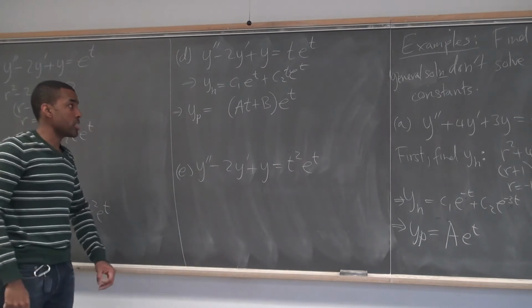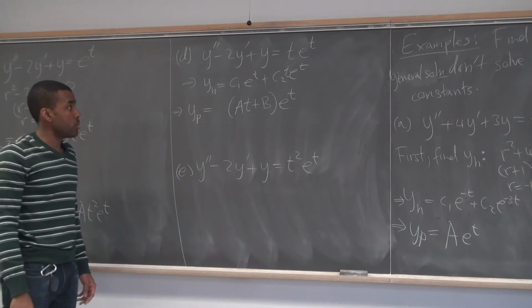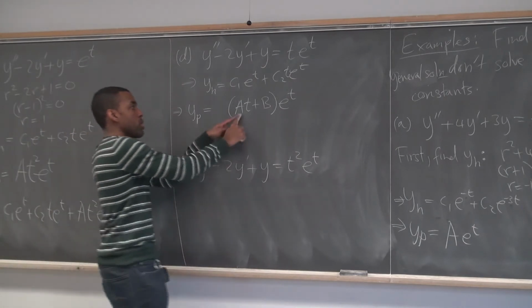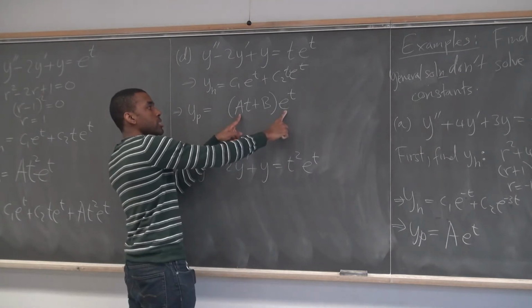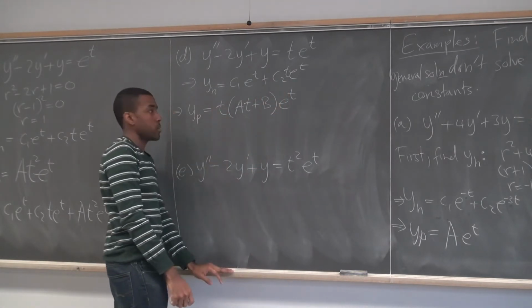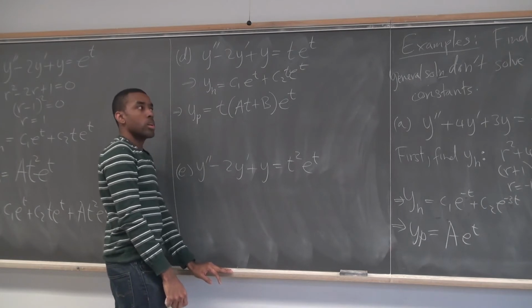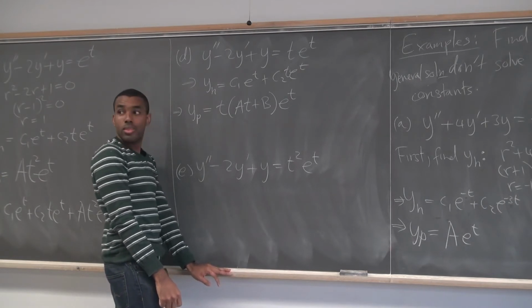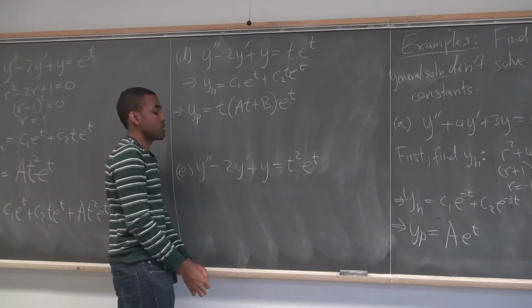Now I'm going to check, does that look like anyone in my homogeneous solution? Yeah, when I multiply out, a t e to the t is going to look like that guy. Multiply by a t. Are we okay now? Repeat again, YP.